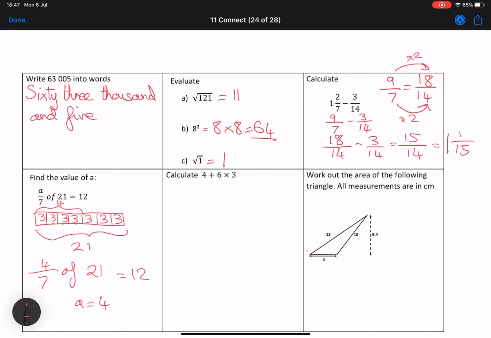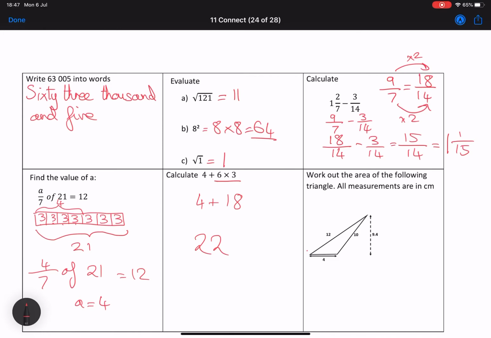The next one, I need to think about BIDMAS. BIDMAS tells me that I need to do the part of multiplication first. So I've actually got 4 plus 6 times 3, which is 18. So my answer is 22.